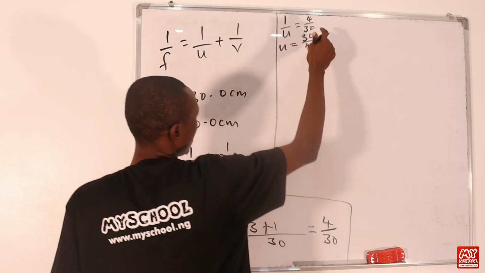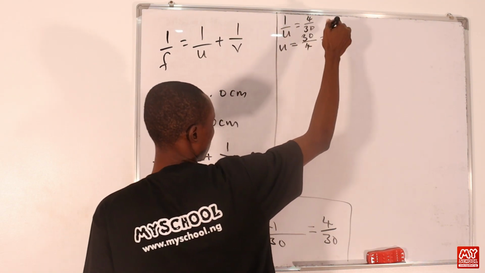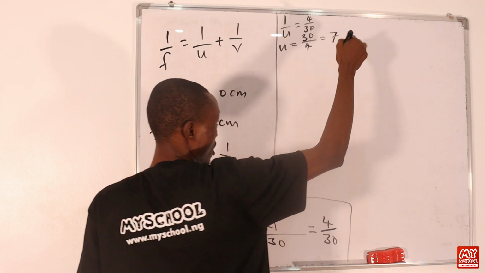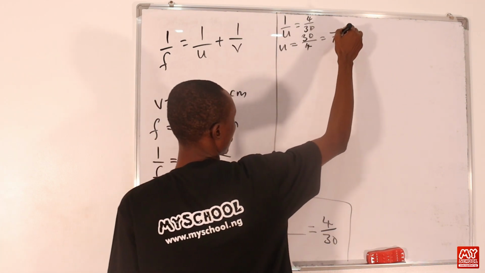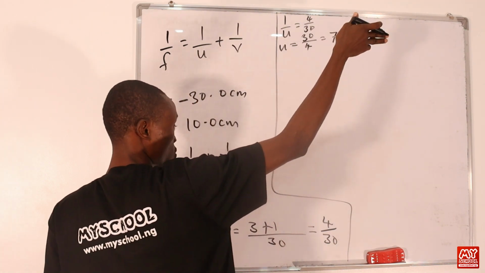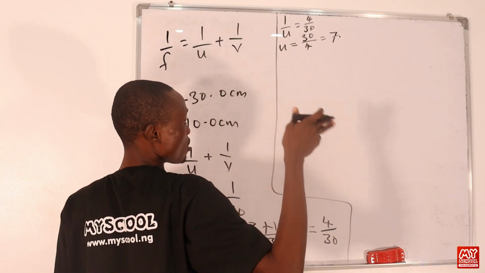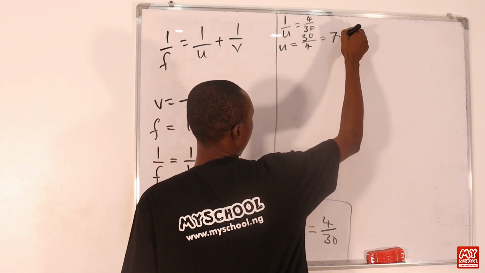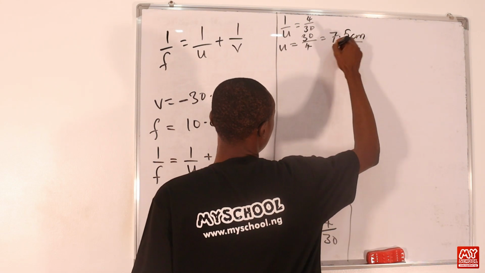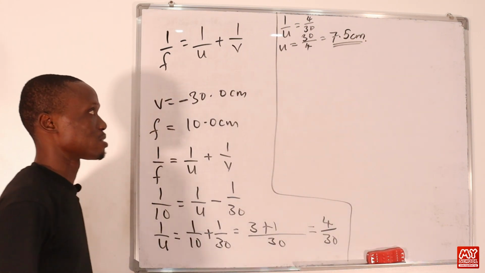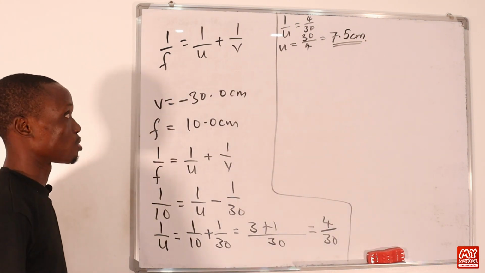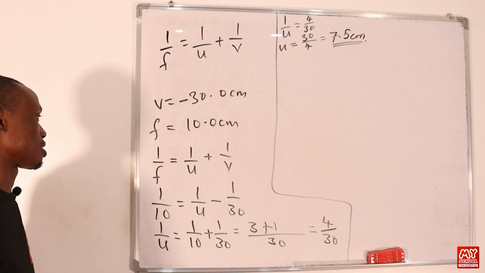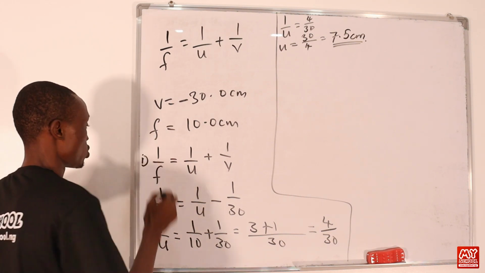Okay, so let's divide. So how many 4 is in 30? First of all, that will be 7. That is 28, remember 2. So we drop a point here and put 0 in front of the 2. So the 2 becomes 20. Then 4 into 20, that will give us 5. Okay, so the distance of the object from the lens is equals to 7.5 centimeters. So we have answered question I.